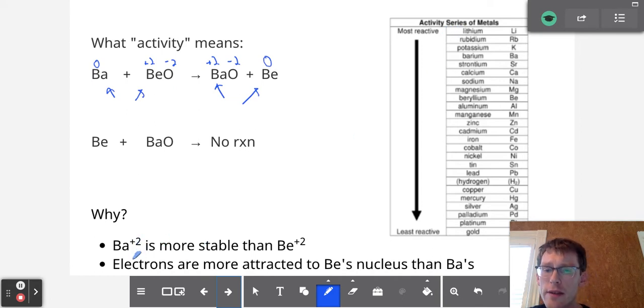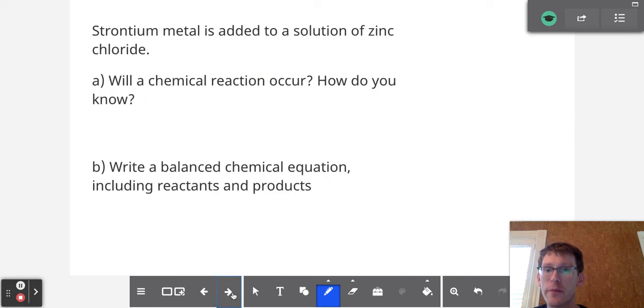Another way of looking at this is that the electrons are more attracted to beryllium's nucleus than barium's, and that's why, in truth, what's going on is the barium is transferring its 2 electrons to the beryllium. That's why beryllium goes from +2 to neutral, as it has gained the 2 electrons from the barium, which has lost the 2 and become +2.